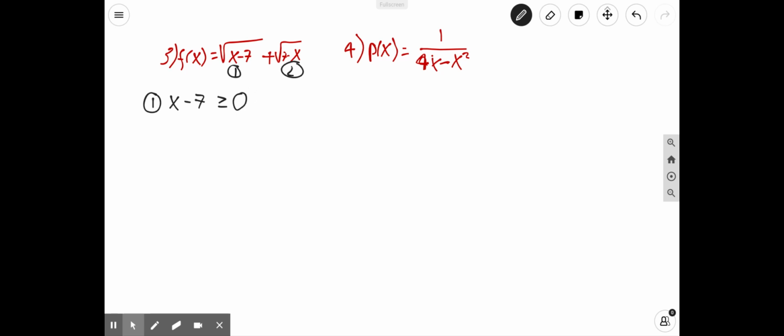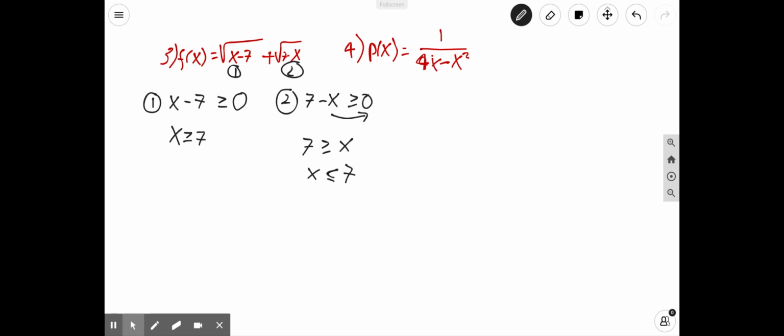So x minus 7 has to be greater than or equal to 0, meaning x has to be greater than or equal to 7. And then for the second one, 7 minus x has to be greater than or equal to 0. So in this case, the x is going to come on the other side, meaning 7 is greater than or equal to x, or it makes a little bit more sense to me when it's in the other direction, just like that.